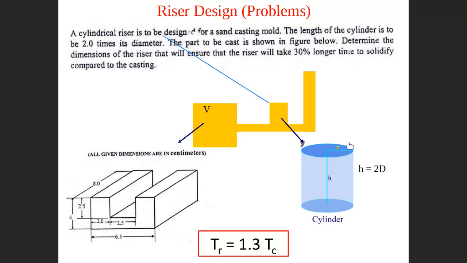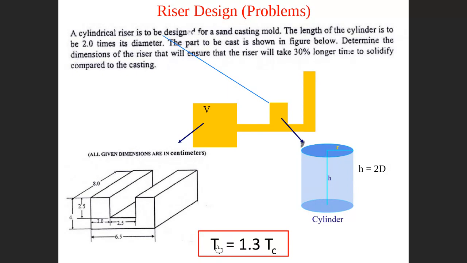Determine the dimension of the riser. So what is the diameter and what is the height of the riser to maintain time for 30% longer? Then solidification time of the riser is 1.3 times of the cast. We need to maintain the liquid in the riser for 30% longer time than the solidification time of the cast.